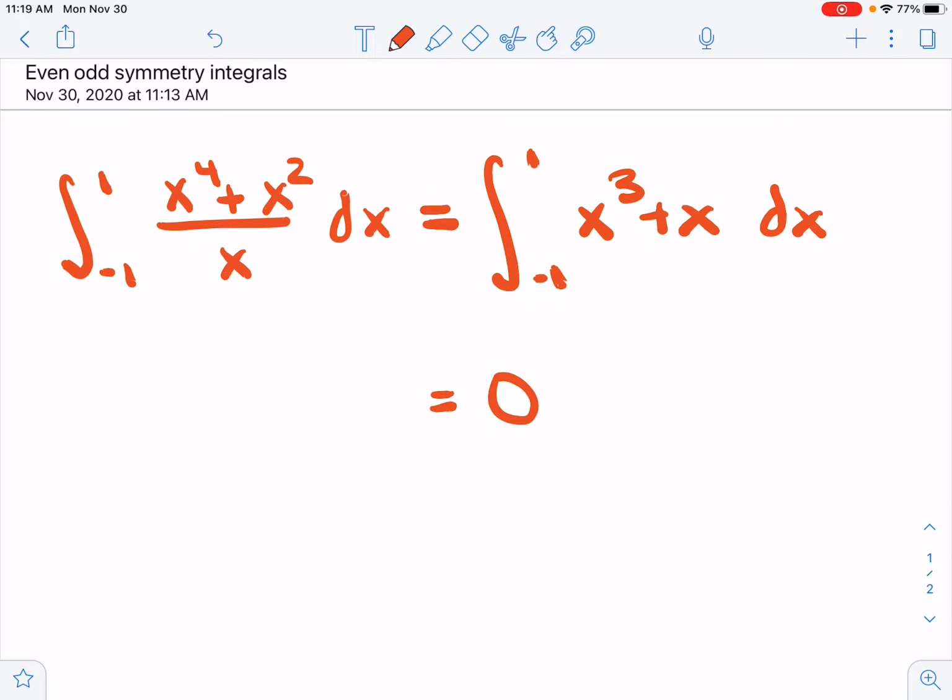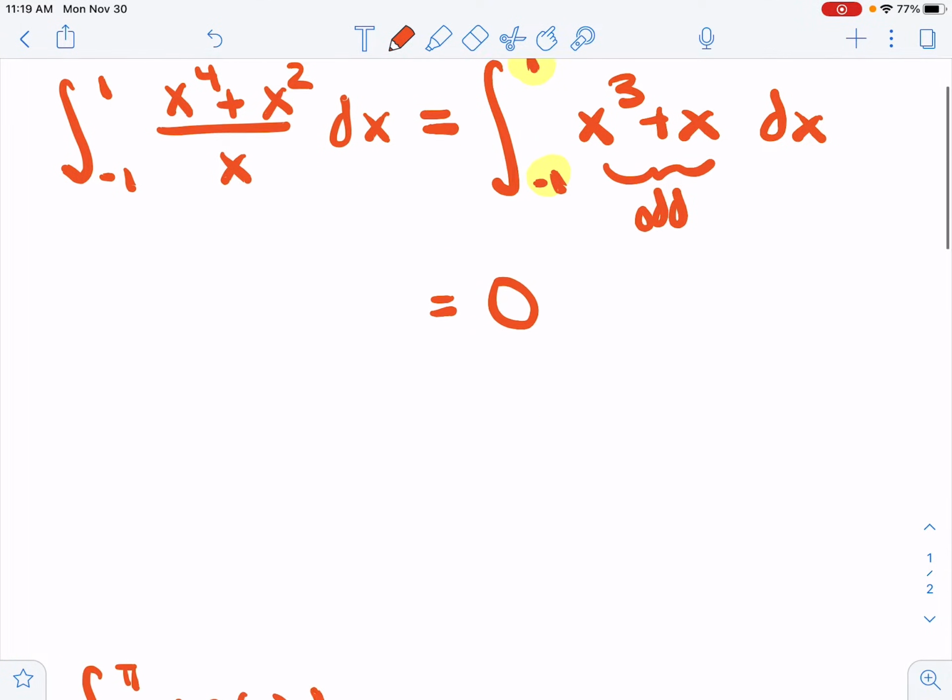There's just as much area above the x-axis as there is below, and that's what odd symmetry means. There's just as much above as there is below the x-axis. So the fact that we integrate from -1 to 1 and that this is odd allows us to do this without any work. It's just 0.